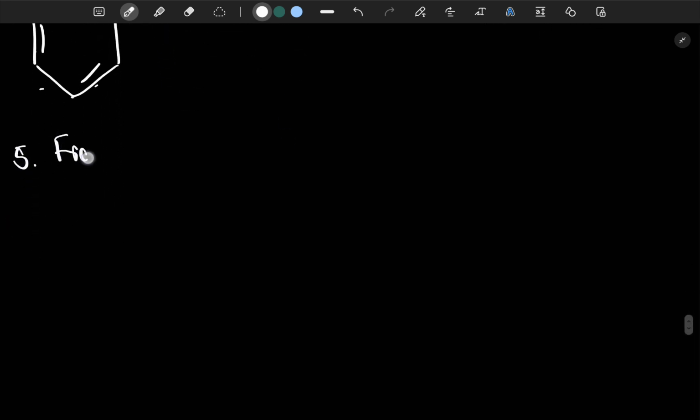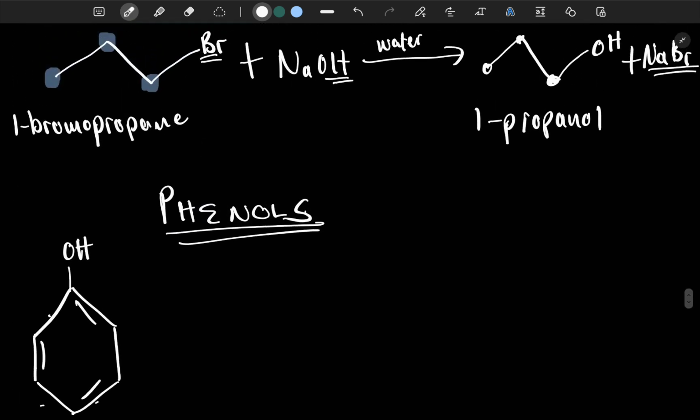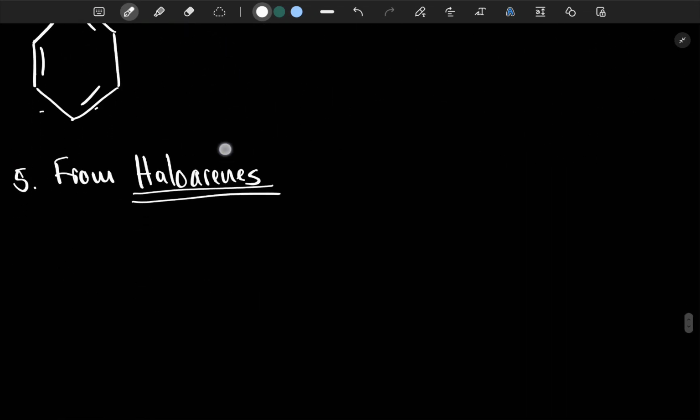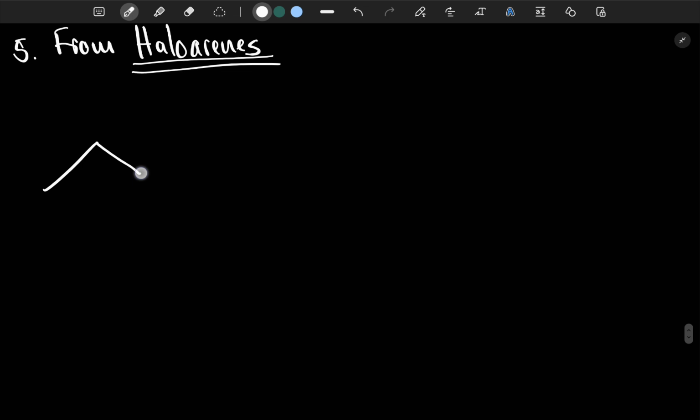We are going to make it from haloarenes, which is the same as haloalkane, but here the halogen is on an arene. So instead of a halogen on an alkane, it's going to be on an arene, on our benzene ring. Let's put it 1, 2, 3, 4, 5, then 6. Then in here we are going to have a group 7, Cl. This is the structure.